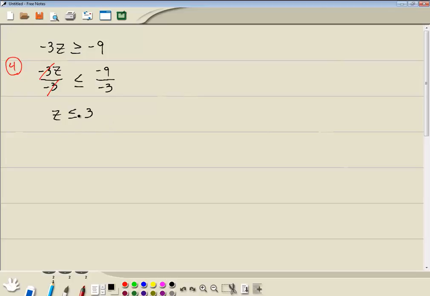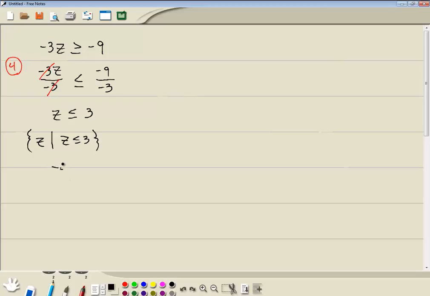Now they say after you solve it to graph it, but I'm going to take a look at some of the other forms. They don't really specify how to write the answer. Set builder notation is where you put your curly brackets, you put z and then a vertical bar, and then your answer. This says a set of all z values such that z is less than or equal to 3.